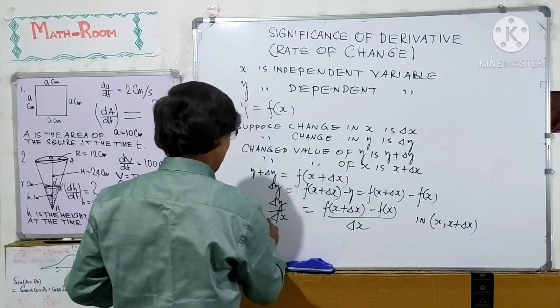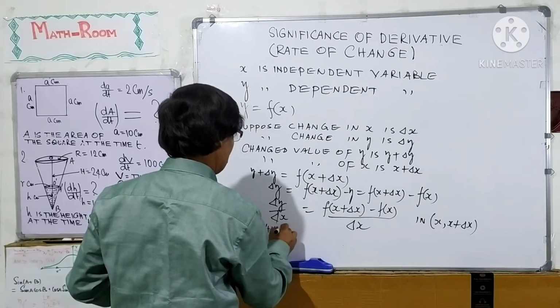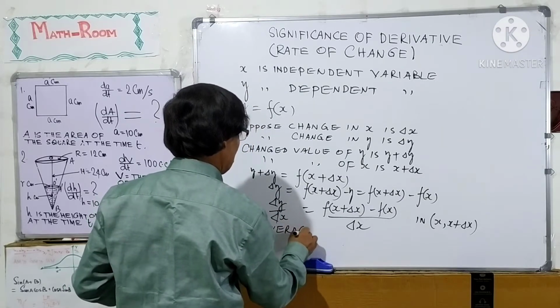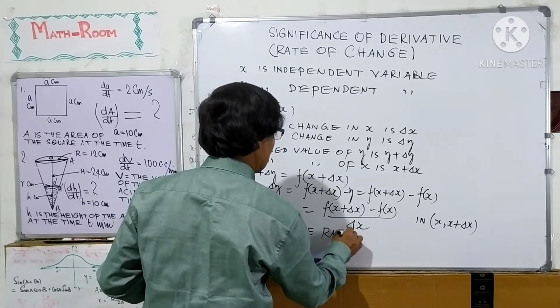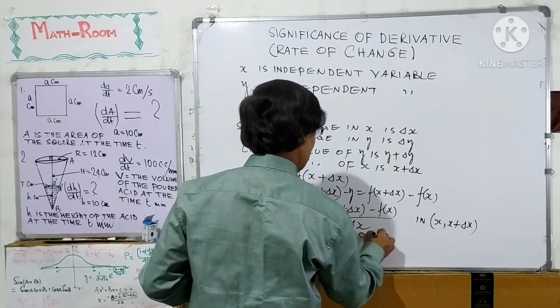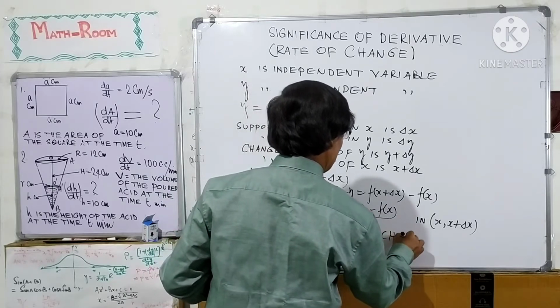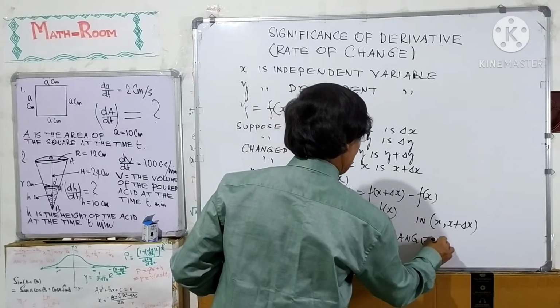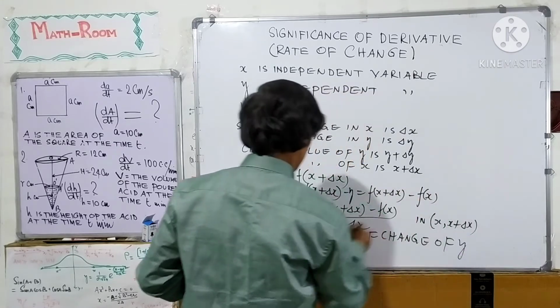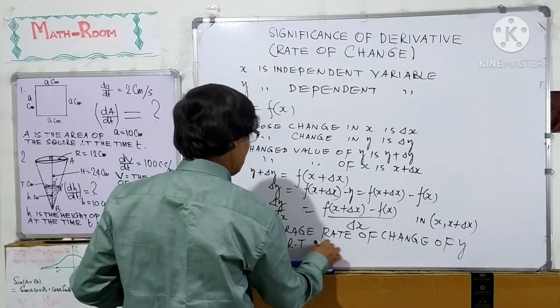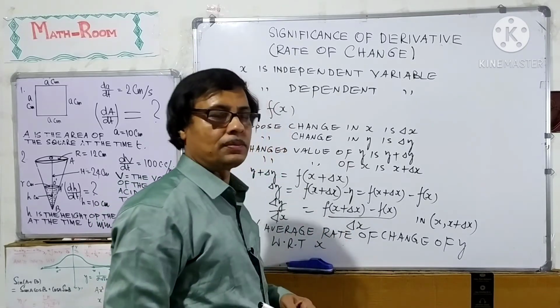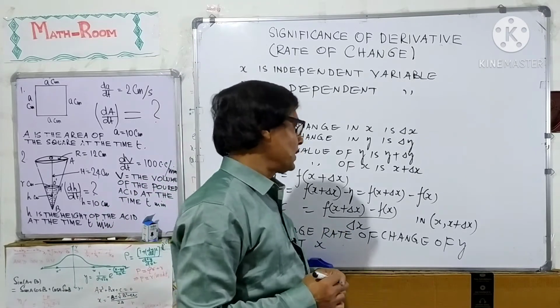This is called the average rate of change of y with respect to x.